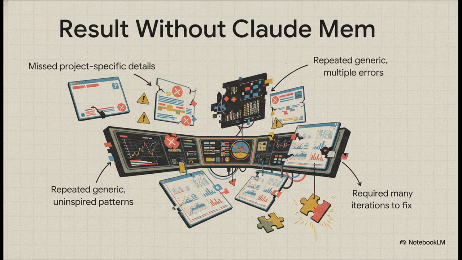So the result without the memory plugin, well, it was okay. It was functional, but you could tell it was missing a lot. It missed key project-specific details, it had a bunch of little errors, and it just kept falling back on these generic, uninspired design patterns. It really didn't capture that high-end vision from the prompt and would have taken a ton of manual fixing to get right.